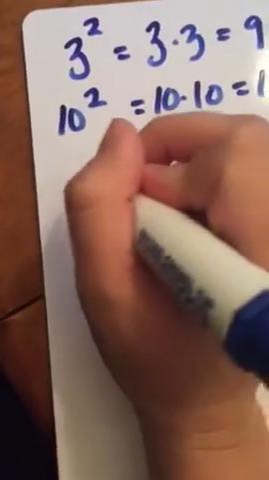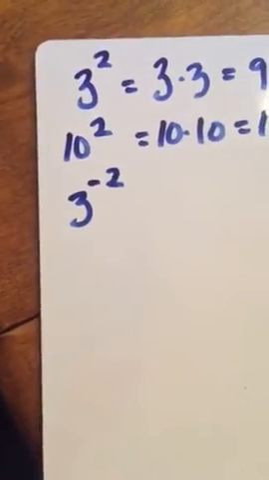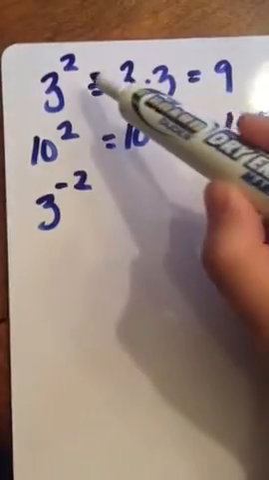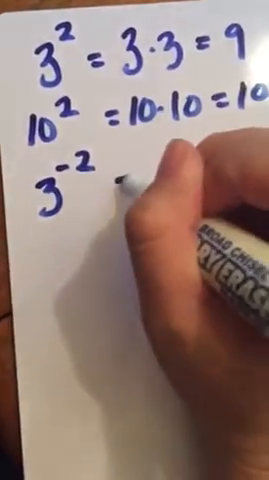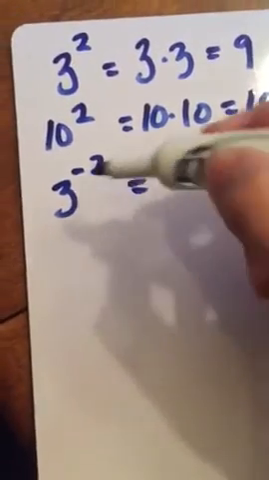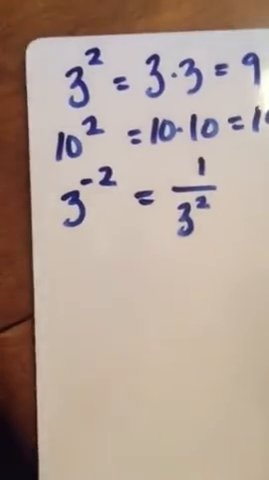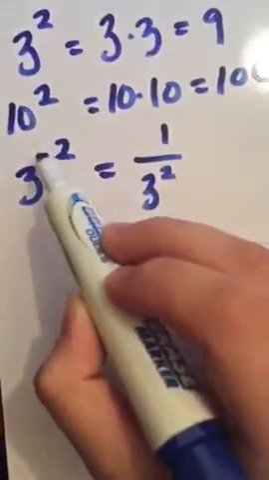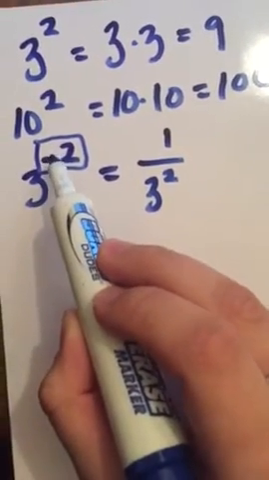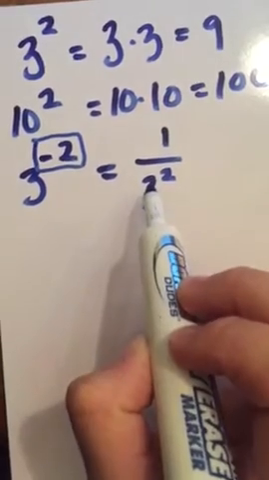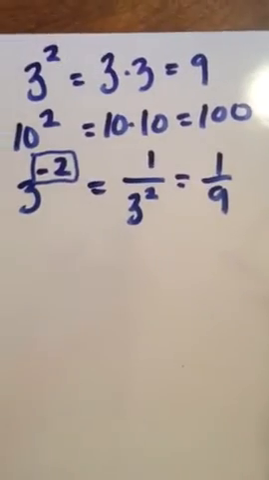However, what happens when I have 3 to the negative 2? Well, I still use these same rules, but I can't apply it yet. I have to shift this to my denominator. So I would write it as 1 over 3 squared. That's what this negative exponent tells me. If my exponent is negative, I need to shift it down to the denominator. So I would have 1 over 9.